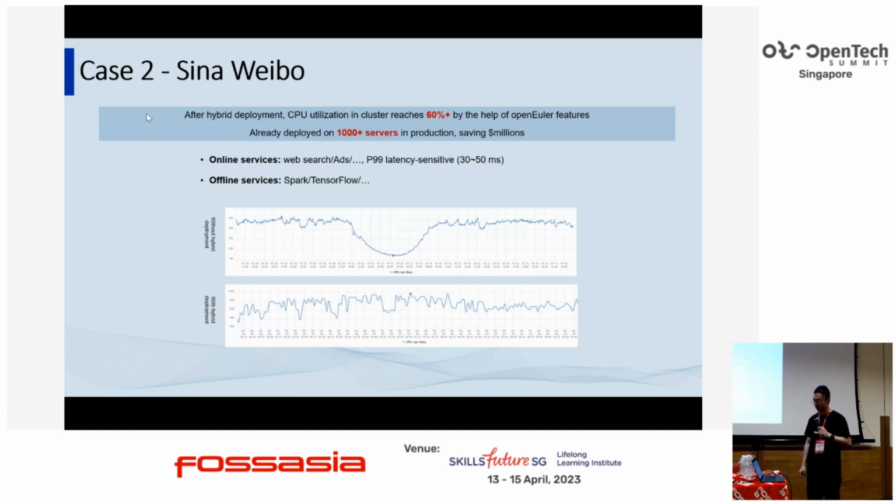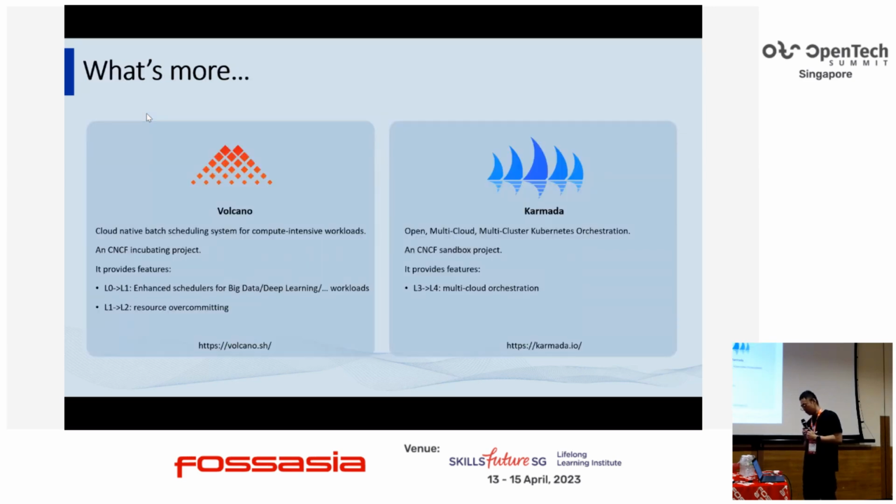Our community friend, Sina Weibo, already use our features in their Leaf network in production. They already reached 60% more CPU utilization. Okay, these are our cases. What's more, we recommend that you use Volcano and Kamada for more cluster features. As you know, for this CPU utilization, we are talking about the whole data center or multi-cloud.